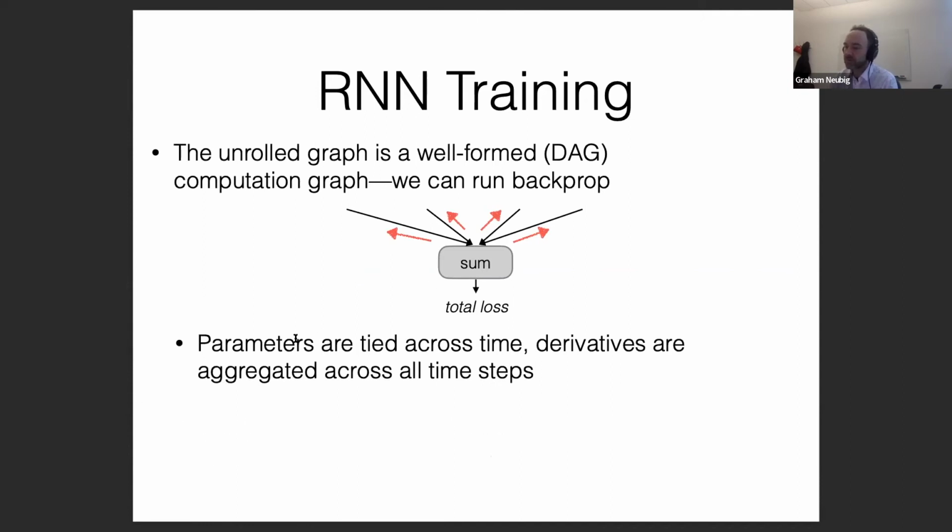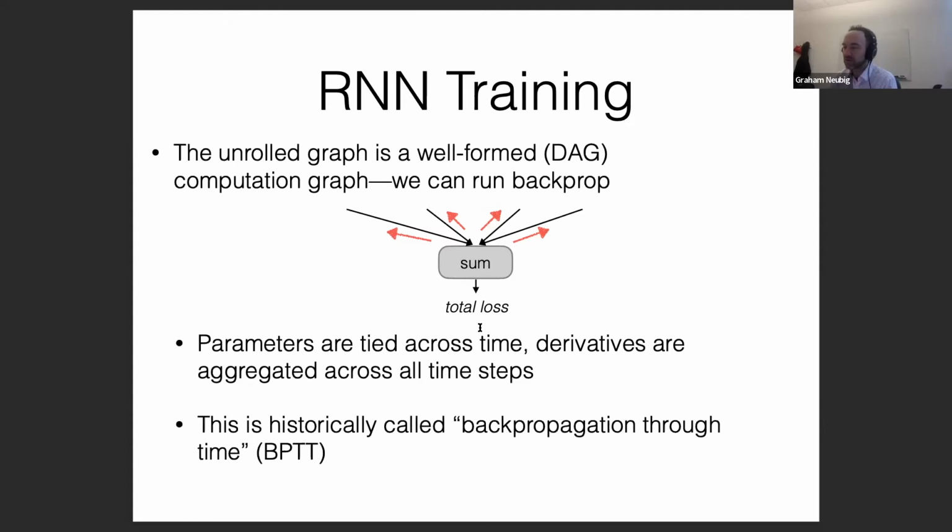So the parameters of the model are all tied across time. The derivatives are aggregated across all time steps. And this gives us something called backpropagation through time. So you can backpropagate through the whole sentence and basically optimize the probability of making the correct predictions for the whole sentence.